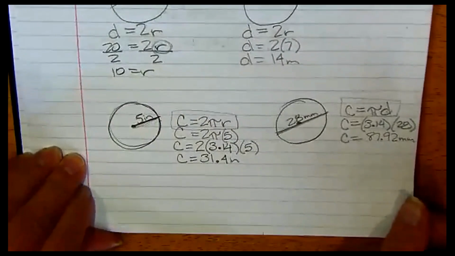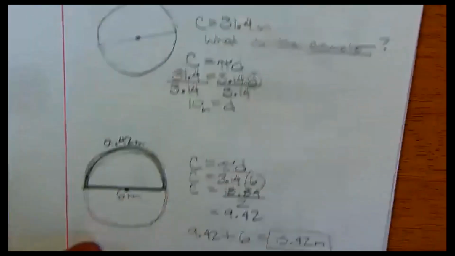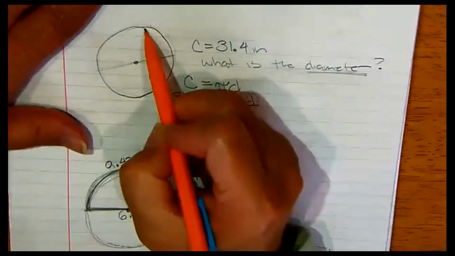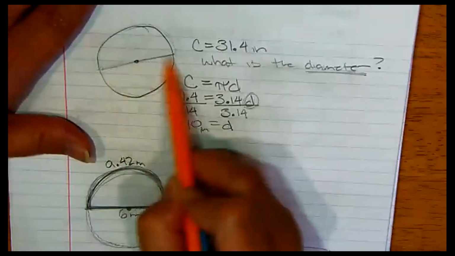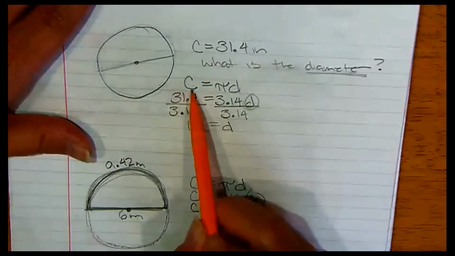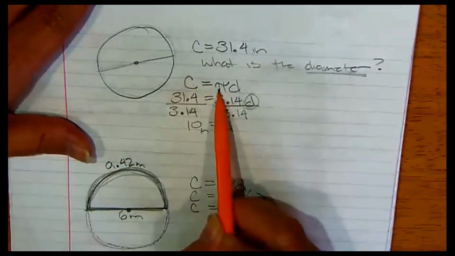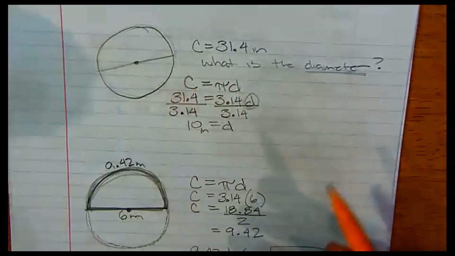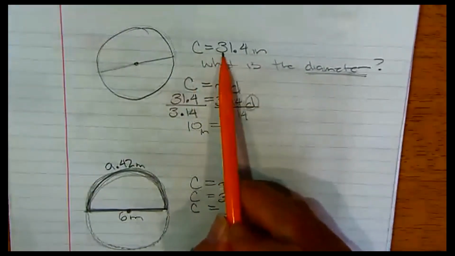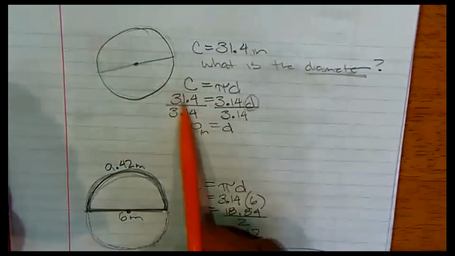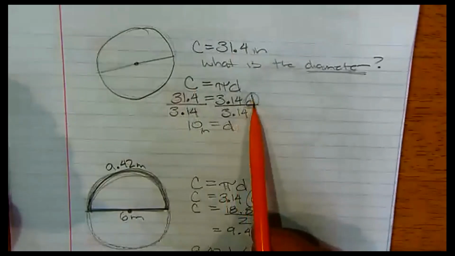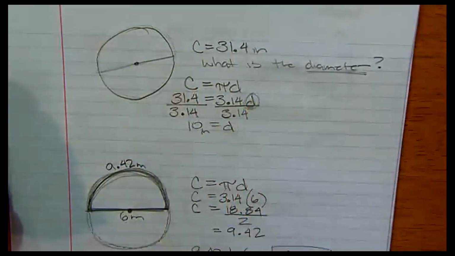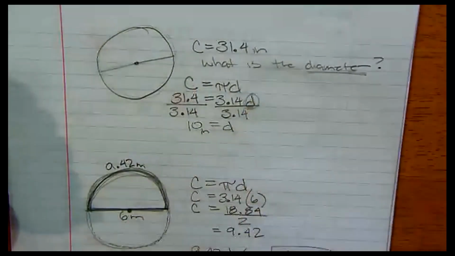And then life doesn't stay that simple, because sometimes they like to give us the circumference and then ask us, what's the diameter? So here again, circumference is equal to pi times diameter, and we're just substituting. The circumference is 31.4. Pi is 3.14, and we're trying to isolate for D, diameter. In this case, the diameter is 10 inches.